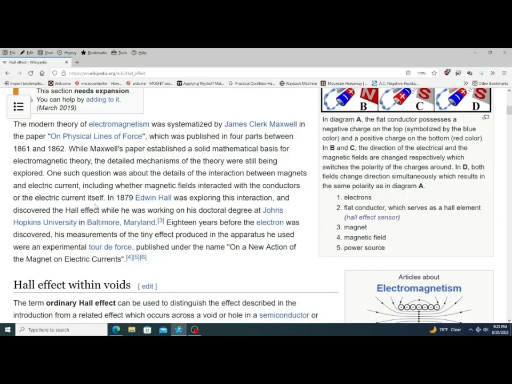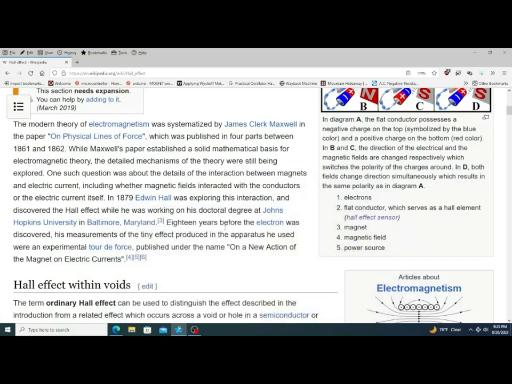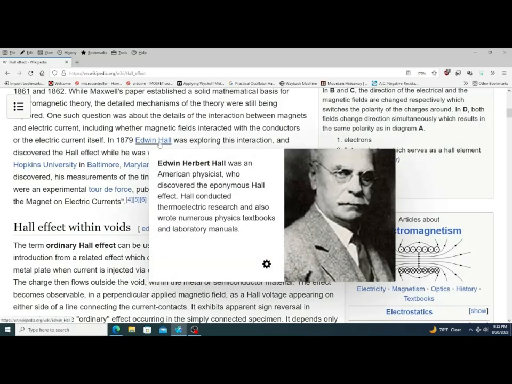discovery, it was discovered in 1879. Edwin Hall was exploring this. There he is. He's a very serious man, serious mustache. This is the first time I've seen his picture. And he discovered the Hall effect. He's got every right to have that powerful a mustache. Right. Let me look at him once more though. Yeah, you don't want to argue with him. That's my take there.